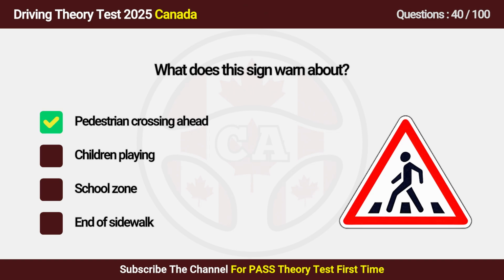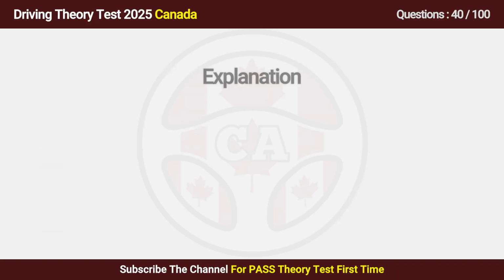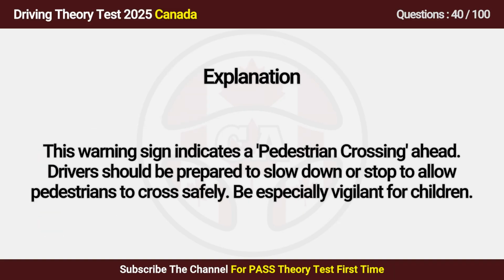Answer is A. Pedestrian crossing ahead. This warning sign indicates a pedestrian crossing ahead. Drivers should be prepared to slow down or stop to allow pedestrians to cross safely. Be especially vigilant for children.